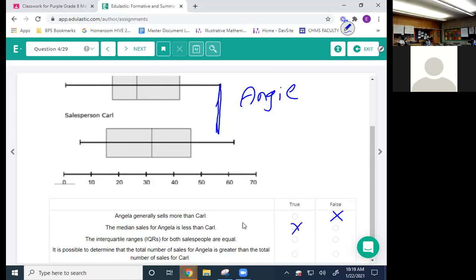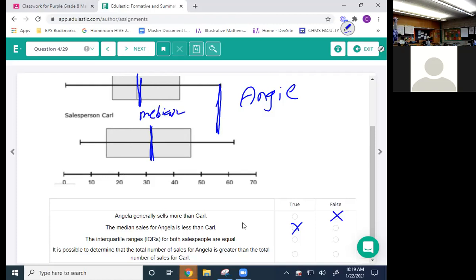Where does our median fall, geographically, on a box and whisker? If I say, where is my median on that box and whisker, where would it be? Around the middle. But physically, it's going to be this line that falls inside our box. That is our median value. The line that falls inside of our box is our median.